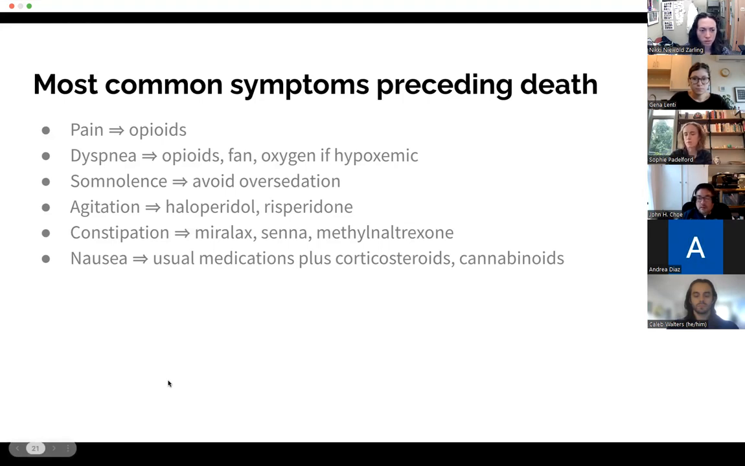So either synthetic cannabinoids or, if you're out of the hospital, you could use natural cannabinoids.